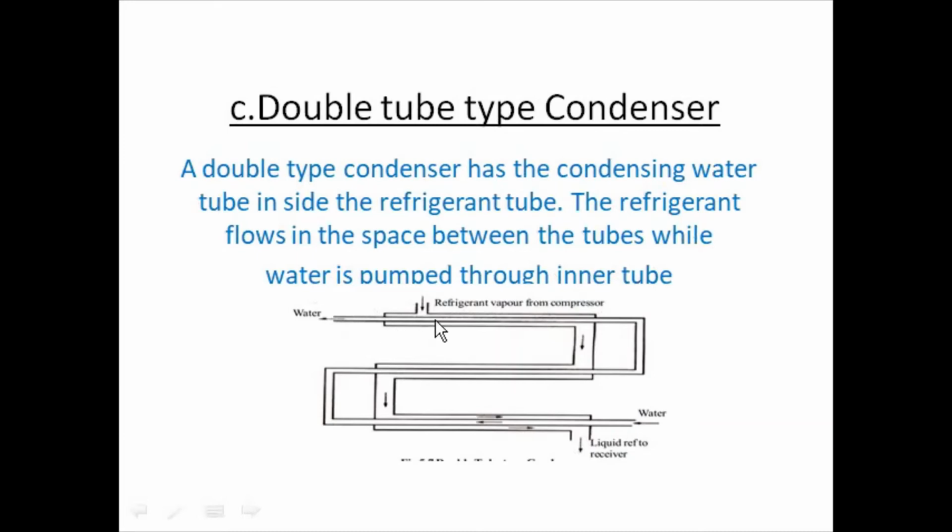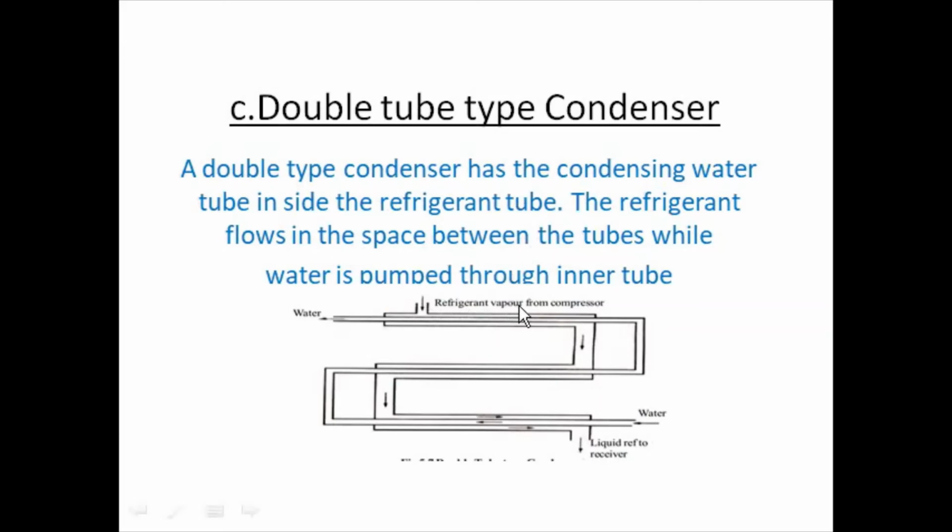Here we have a tube in a tube. Here we have a big tube, and inside the tube there is another tube. The outside tube is for the refrigerant, and the inside one is the tube for the water, which will provide the cooling required, or which will provide the condensation required for the refrigerant.